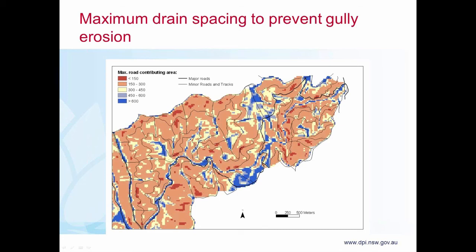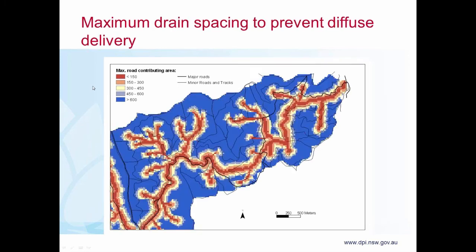And what this does is provide us with, if you're going to have a road in any of these places, what is the maximum road contributing area that you should have above a given drain to prevent that gully from forming. Similarly, you can see here an output layer regarding diffuse delivery to streams. So no surprise that the further away from a stream you are, the greater the road contributing area can be above a given drain outlet.